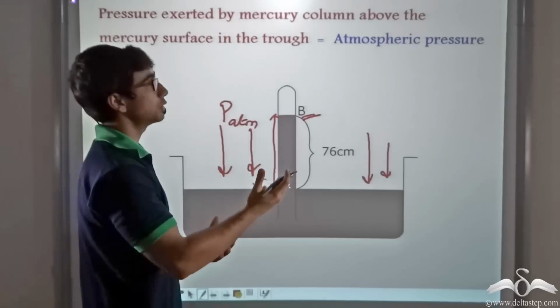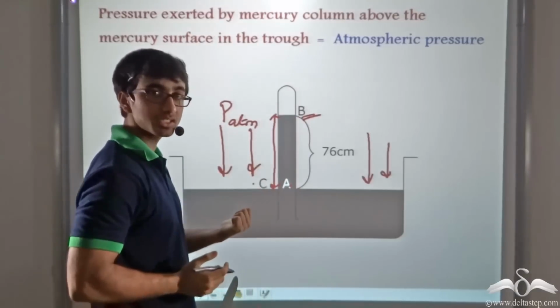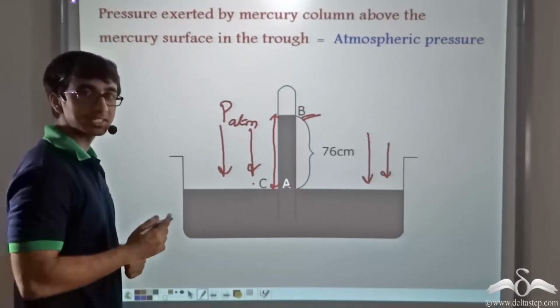So now let us find out how we can calculate the atmospheric pressure with the help of this information that we obtained.